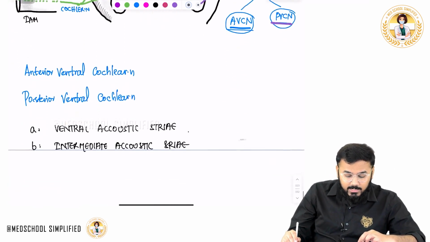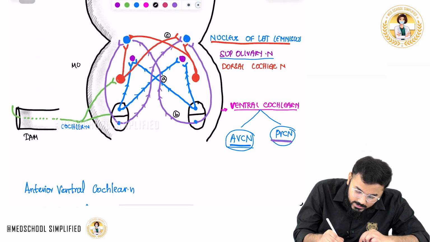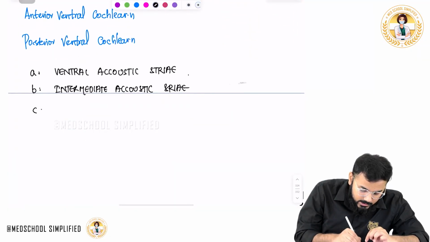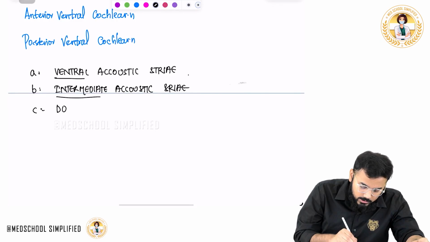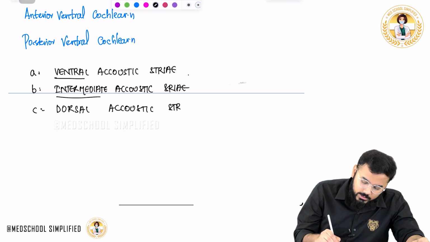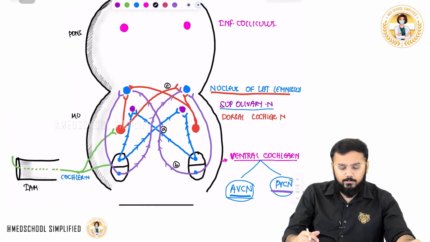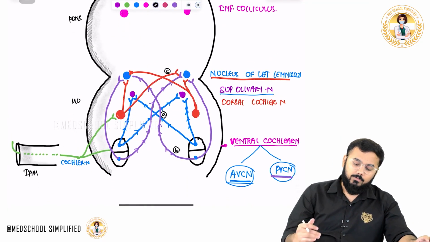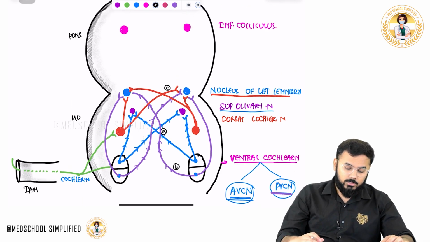Now these red color striae are called striae, and one is ventral, another one is intermediate. Now I am telling you it is dorsal. Dorsal acoustic striae. So how many acoustic striae have we got? We have got ventral acoustic striae, dorsal acoustic striae, and intermediate acoustic striae, right?